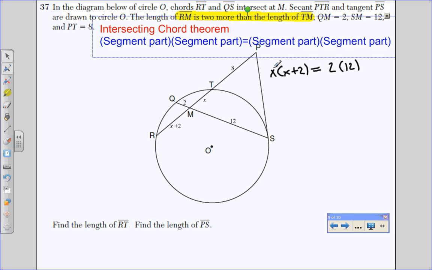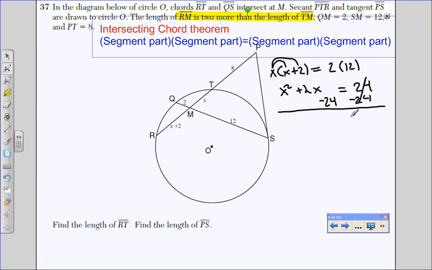And now I just solve. X times X is X squared. X times 2 is 2X. Bring down the equal sign. 2 times 12 is 24. Since we're dealing with a quadratic, we know we have to set it equal to 0. So let's go on ahead and move this 24 to the other side. Minus 24, minus 24.